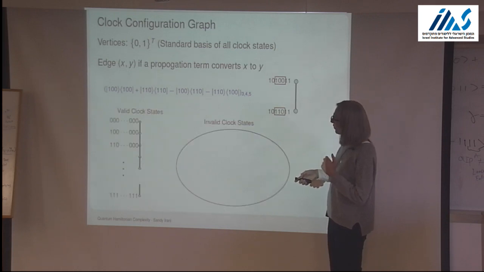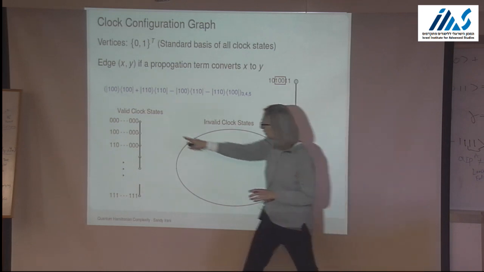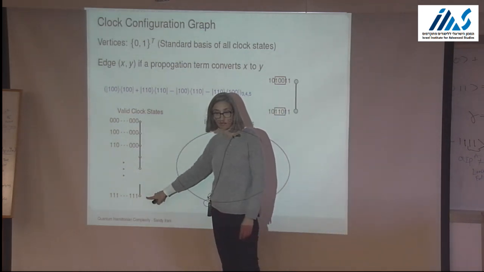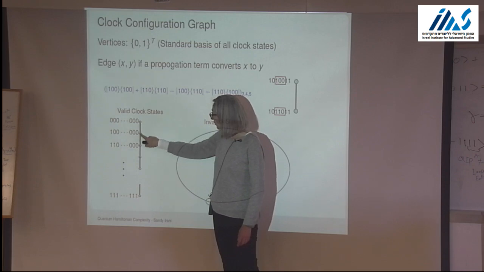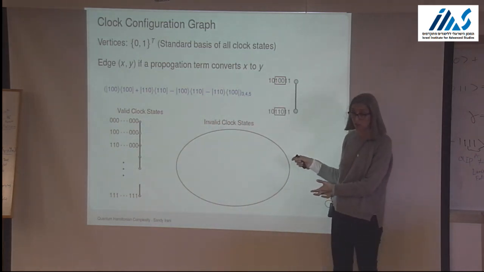Okay, so what does this graph look like? Well, it has this very nice structure to it. So here are my valid clock states. It's just a path. Okay? So this relates to this, relates to that. This is a big mess in terms of what the graph structure is.